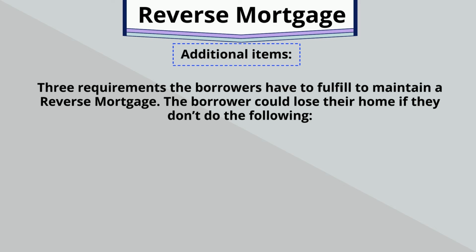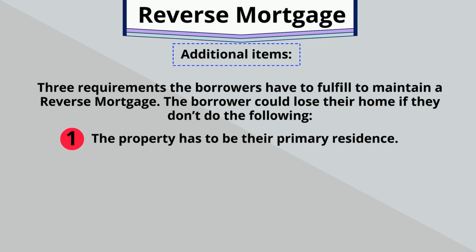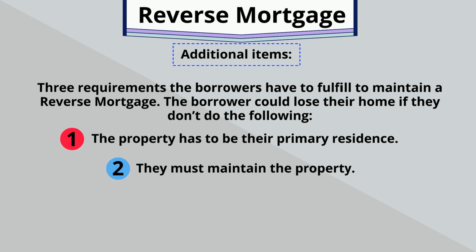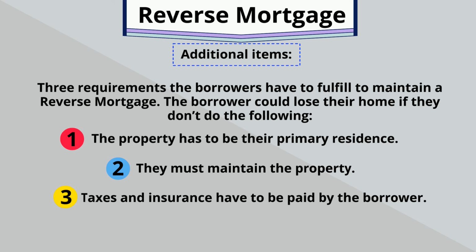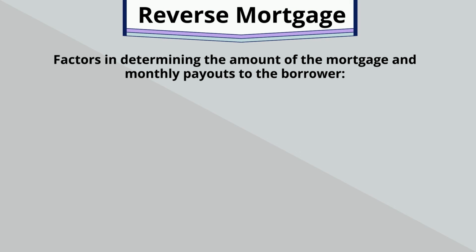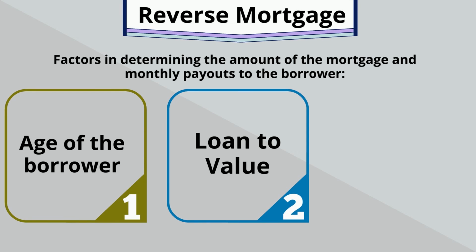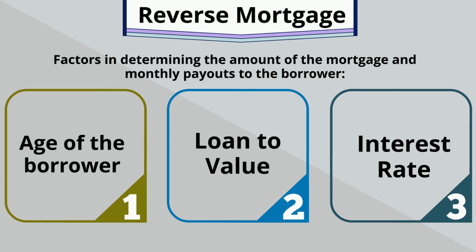The borrower could lose their home if they don't do the following. 1. The property has to be their primary residence. 2. They must maintain the property. 3. Taxes and insurance have to be paid by the borrower. Factors in determining the amount of the mortgage and monthly payouts to the borrower include age of the borrower, loan to value, and the interest rate.